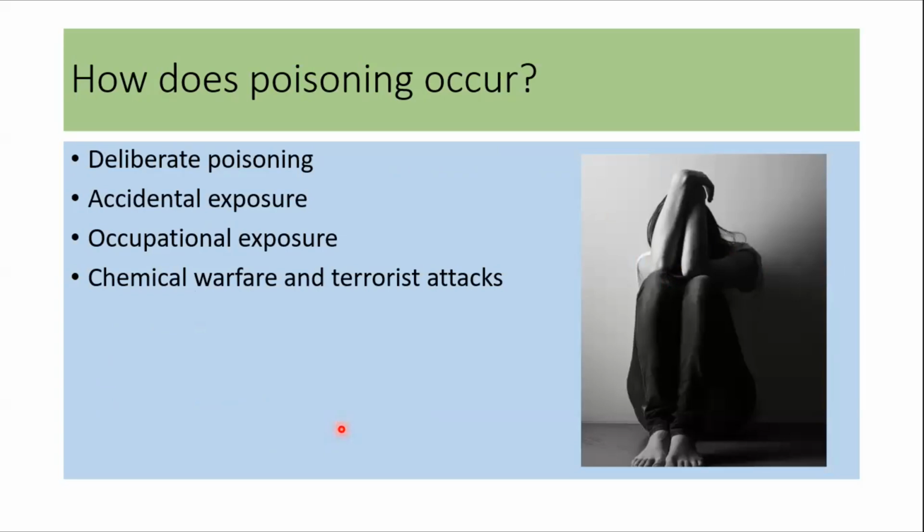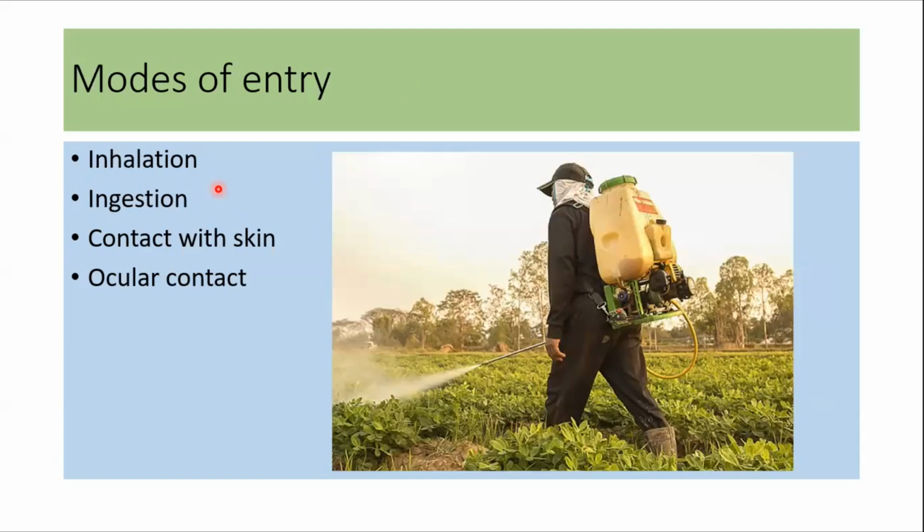So how does poisoning occur? Poisoning occurs through deliberate poisoning, accidental exposure, or occupational exposure in farmers, and during chemical warfare and terrorist attacks. OP can enter the human body through inhalation, ingestion, contact with the skin, or ocular contact.